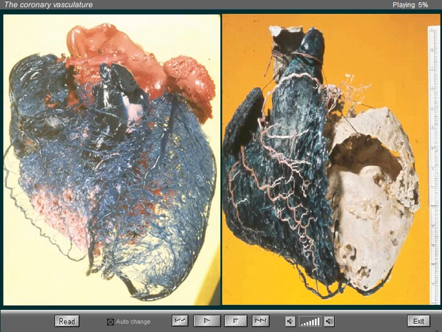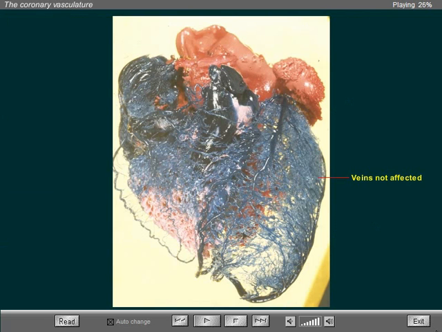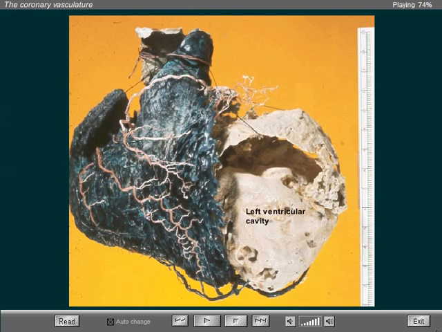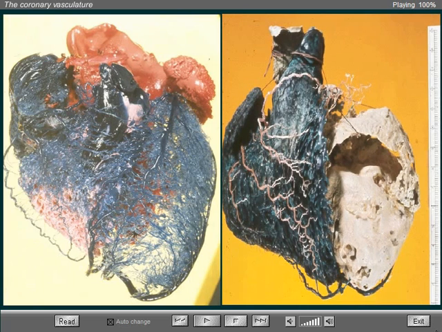These are 2 cast corrosion preparations of 2 patients with a left ventricular aneurysm. In the first cast, note that there is barely any red at the level of the aneurysm. However, we see an abundance of blue veins. That means that the vascular supply of the left ventricle was affected, but not the venous circulation. In the next cast corrosion preparation, we see the filled left ventricular cavity with barely any vessels on its surface.